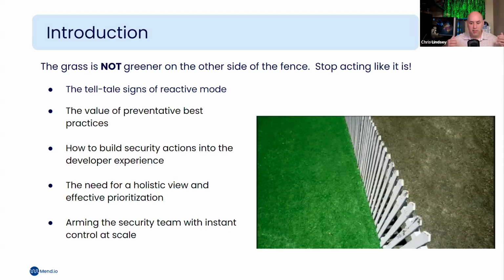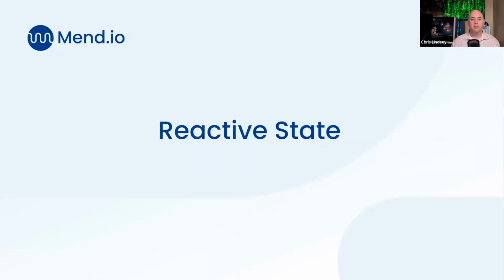Just because you're running well doesn't mean you're going to continue to run well. So how do you build for scale? So let's start off with a reactive state.